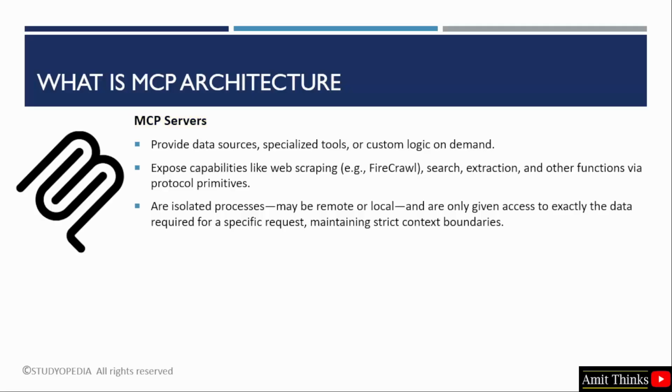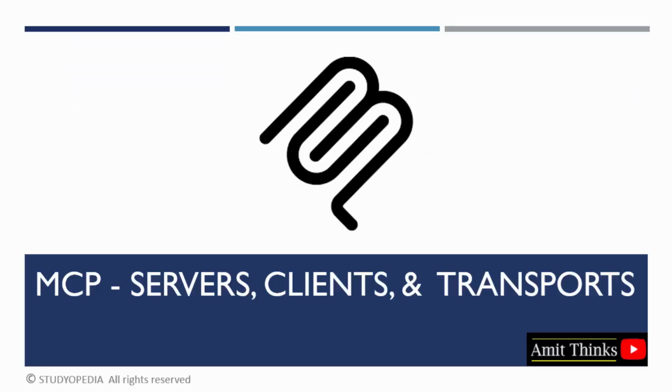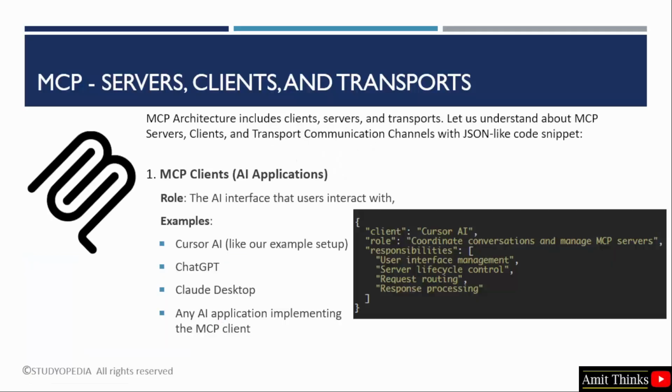So in this lesson, we understood what is an MCP architecture. We also understood the three components of MCP architecture. In this lesson, we will understand the MCP servers, clients and transports. Let's see. The MCP architecture includes the MCP clients, servers and transports. So we will understand them one by one using JSON-like code snippets.